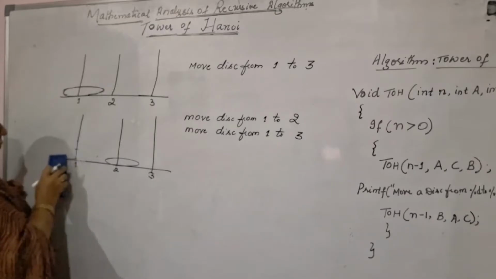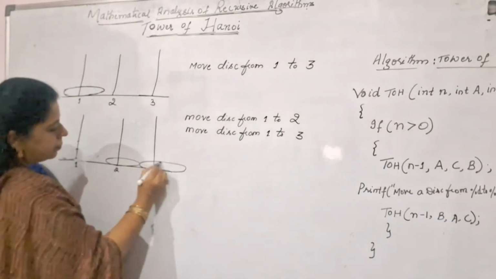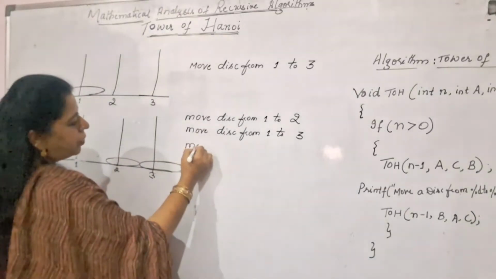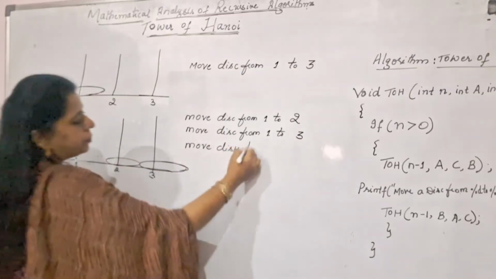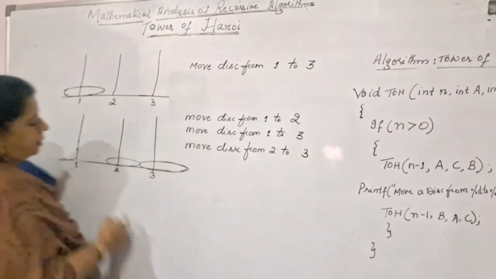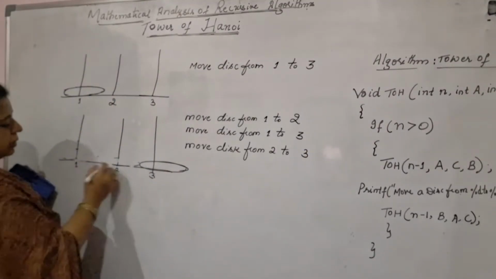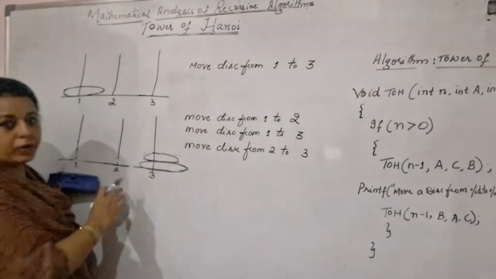This disk is coming to the destination tower. Okay, it has come to the destination tower. Now third step, what will you write? Move disk from 2 to 3. So when you write this third step, this disk that was in tower 2 has come to tower 3, so you have successfully done your job.